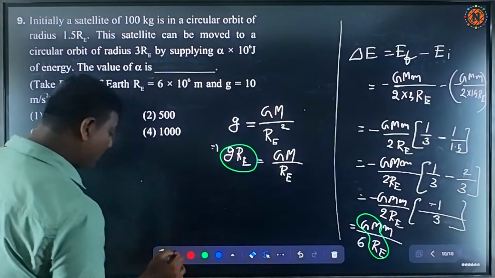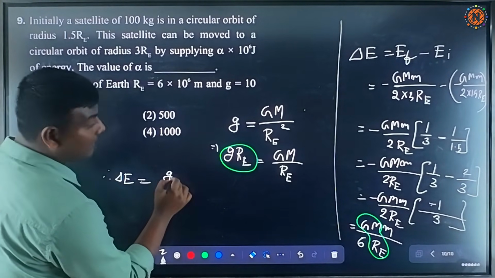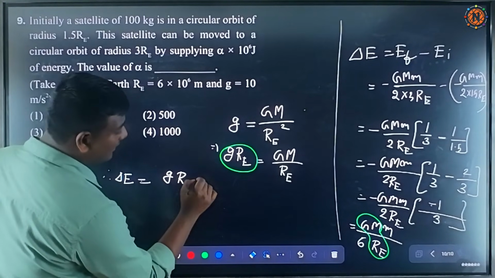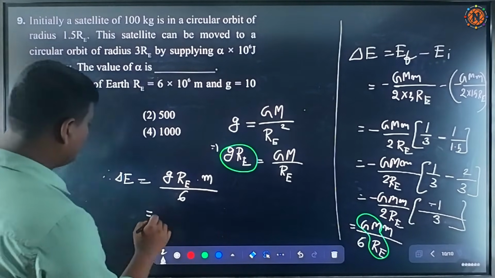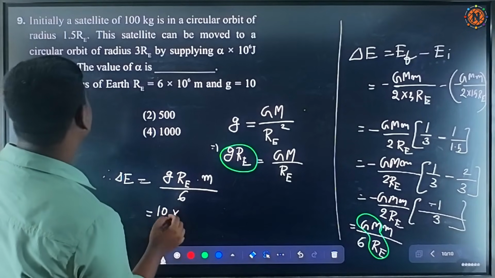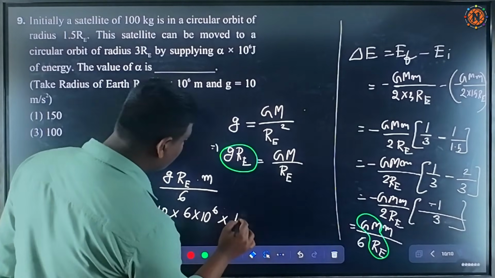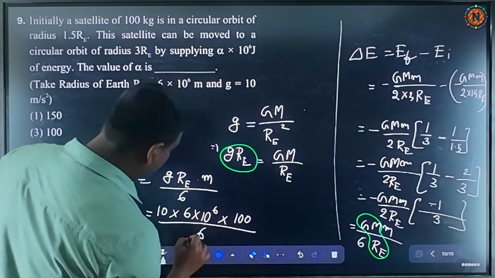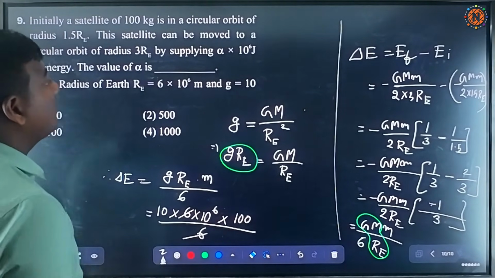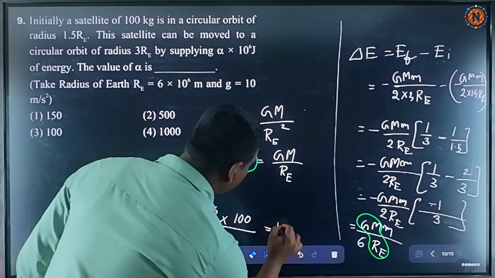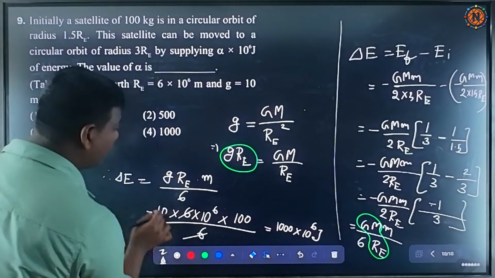Okay. So from this what I can write, therefore change in energy is nothing but g Re into m, mass of the satellite, divided by 6. Okay, g is given as 10. Radius of the earth is given as 6 into 10 to the power 6. Mass of the satellite is given as 100 kg, and divided by 6. So this 6 cancels, and if we see, this will be 1000 into 10 to the power 6 joule. Yes or no? 100 into 10,000 and 10 to the power 6.